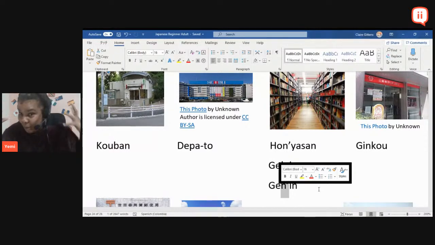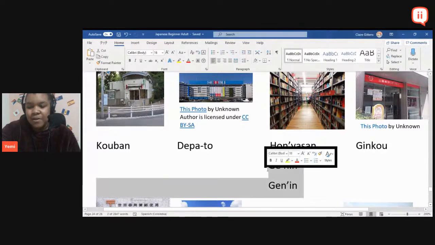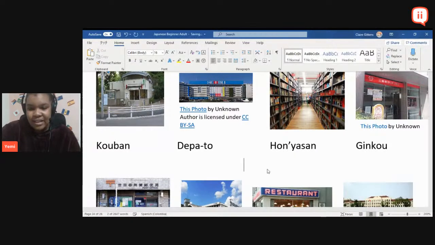It sounds almost the same. And at first you're like, what? Which one? But it's different. Okay. They have different meanings. Genin is the person that's lowly ranked. And genin is the cause of something. Okay. So be careful not to join the N if it's a final N.